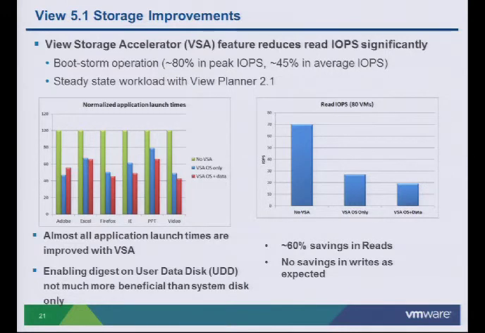So before I pass on to my next presenter colleague, Chuck, let me just summarize here. With View 5.1 PCoIP, we have better user experience, better response time, lower bandwidth usage, as well as lower CPU usage. And for a very, very heavy VDI user, we are getting 6 VMs per core. And with View 5.1, we have introduced this View Storage Accelerator that can reduce the read IOPS significantly for bootstorm, login storm, as well as steady state workload. There are separate talks focusing on storage improvements in View 5.1, so I would recommend you check them out. And with that, I would like to invite Chuck.